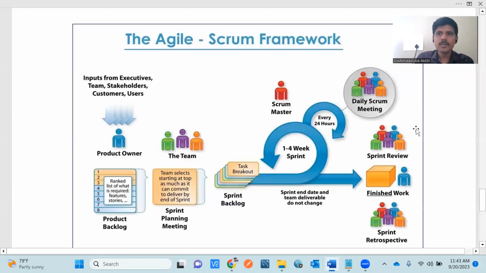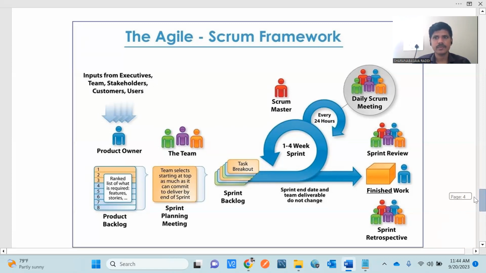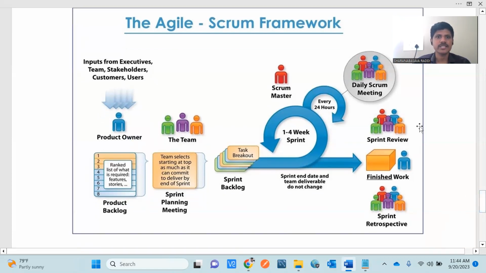Hi. Okay. Today we will try to understand what is Agile Scrum framework or Agile Scrum methodology or Agile Scrum process in software development. Okay. So here I think you people are able to see a clear picture of the Agile Scrum framework. Okay. Let us try to understand each and every part of this framework with the terminologies. Okay.